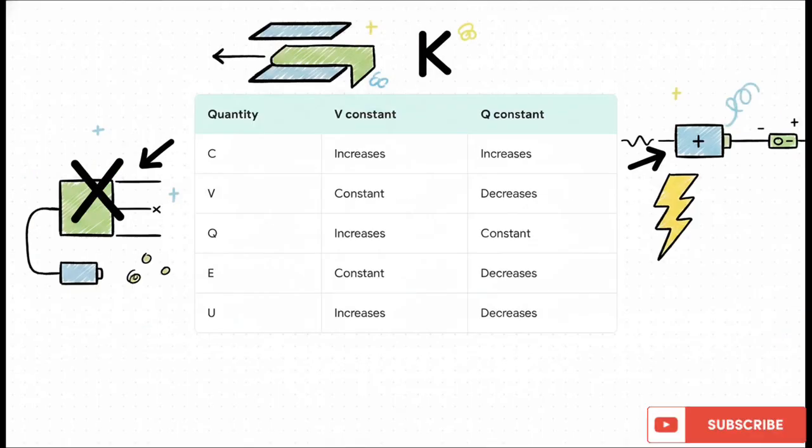Guys, I'm not kidding. This right here is an absolute cheat code for your exams. Take a mental screenshot of this. Whenever you slide an insulating material, a dielectric with a constant K, between the plates, the capacitance is always going to increase, no matter what. But everything else depends entirely on the battery. If it stays connected, the battery forces the voltage to stay constant, so the charge has to increase. But if you yank that battery out first, the charge is trapped. It stays constant, which means your voltage and electric field drop.